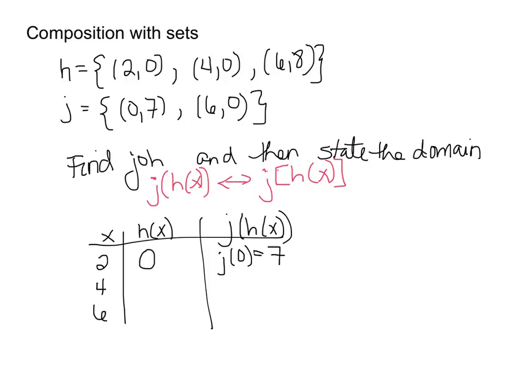Okay, if x is 4, we're going to go back to good old h. If x is 4, it gives us the y value of 0. And then evaluate j at 0, again we get 7.